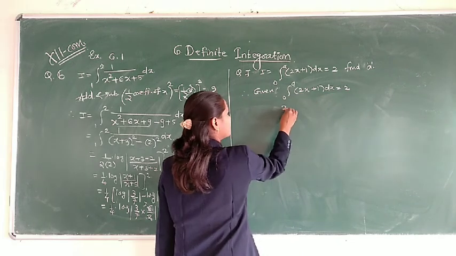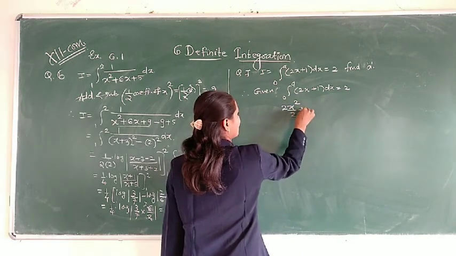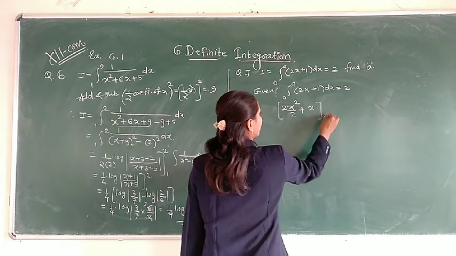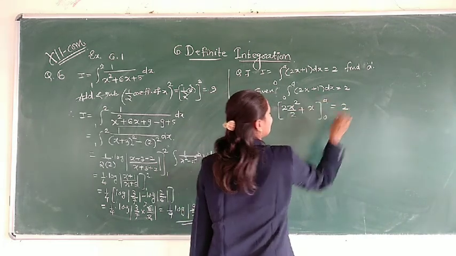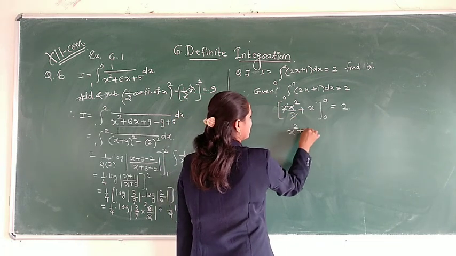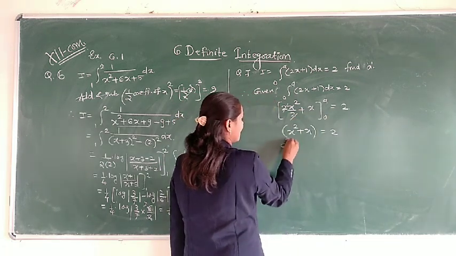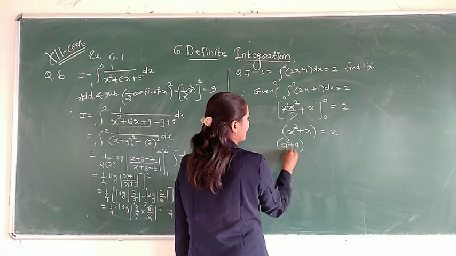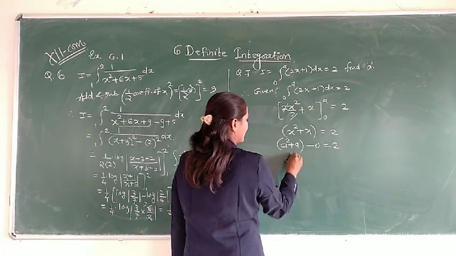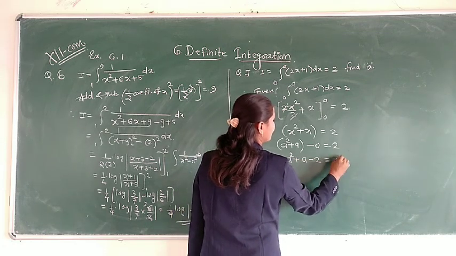Now the integration of 2x: 2 is constant, the integration of x is x square upon 2; 1 is constant, its integration is x. Limits of integration are 0 to a, equal to 2. Here 2 will get cancelled, so x square plus x is equal to 2. First use the upper limit, a square plus a, and the lower limit is 0, so minus 0 is equal to 2. A square plus a minus 2 is equal to 0.